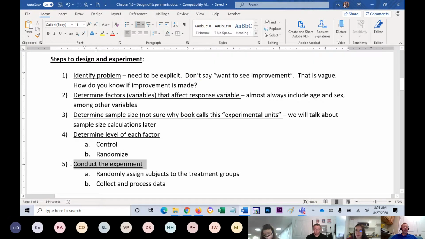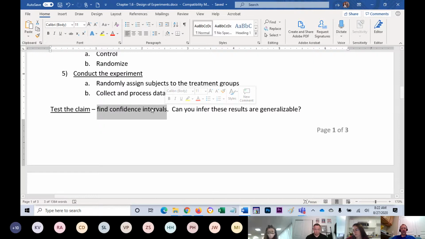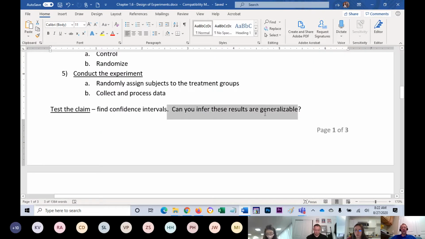Okay. Step number 5 is to conduct the experiment. We're going to randomly assign subjects to the treatment groups, and then we're going to collect and process data. And then step number 6, we're going to test the claim. A lot of times we're either going to find confidence intervals or hypothesis tests. You'll know that when we get to confidence intervals and hypothesis tests, that's when this class is going to get hard. And the question is, can you infer these results are generalizable?